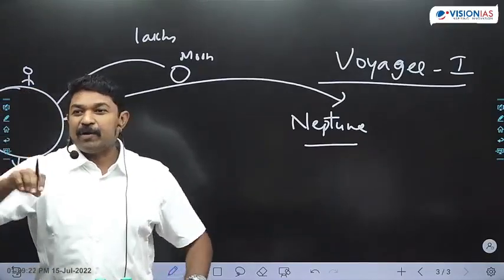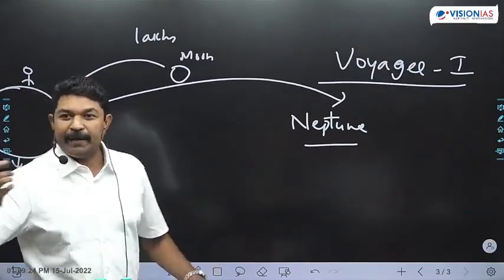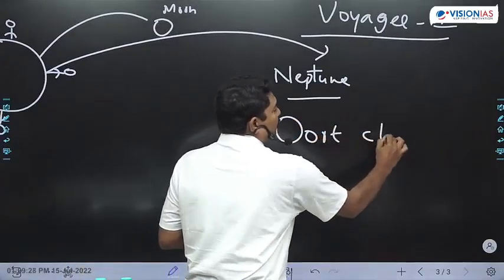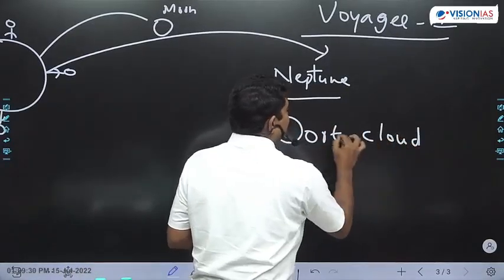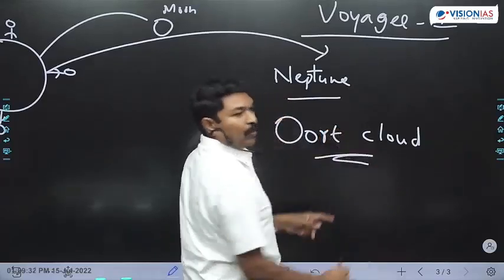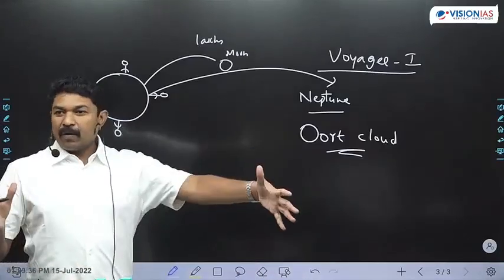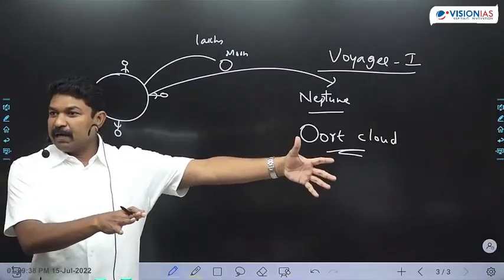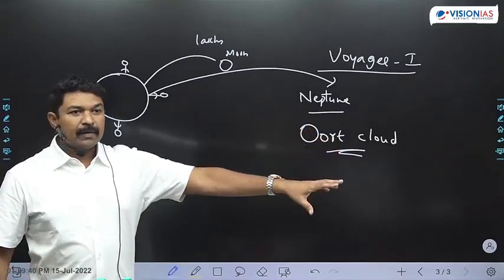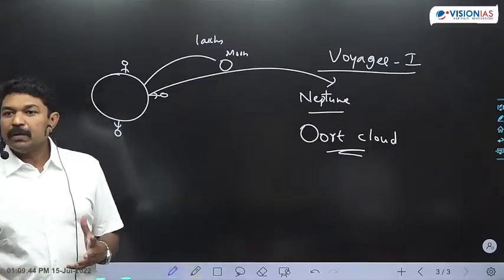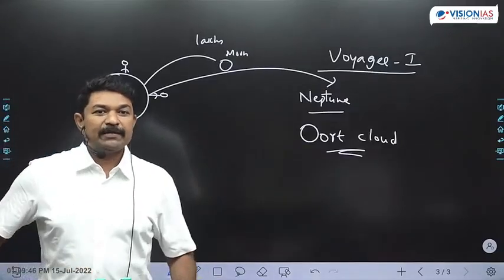And in fact, because of Voyager 1 only, we came to know about the characteristics of the Oort cloud. Right now, it is passing through the Oort cloud. What is this Oort cloud? The cloud that is present beyond Neptune, beyond the Kuiper belt. That is the Oort cloud. It is giving very great information regarding the Oort cloud.